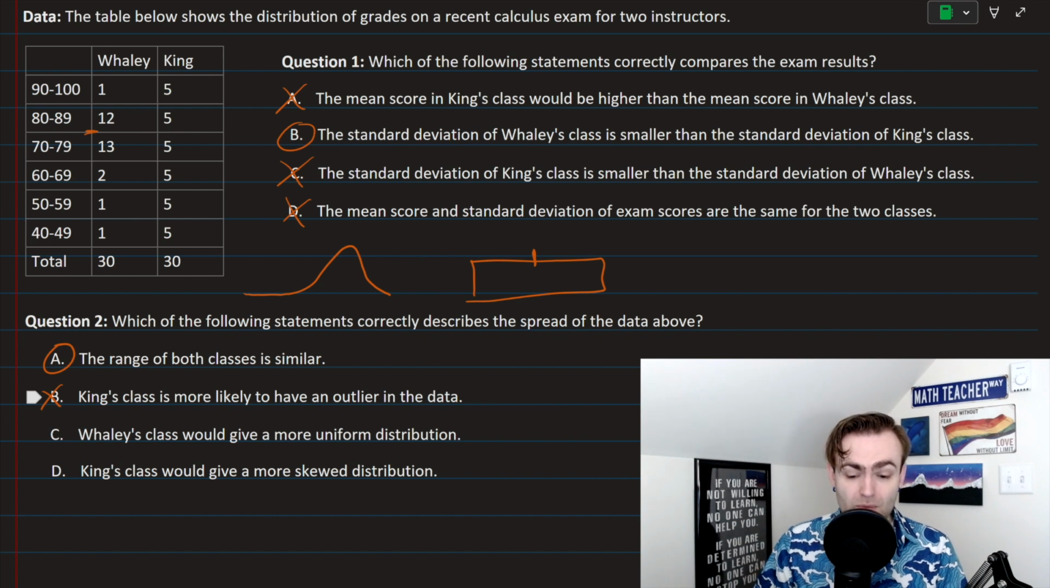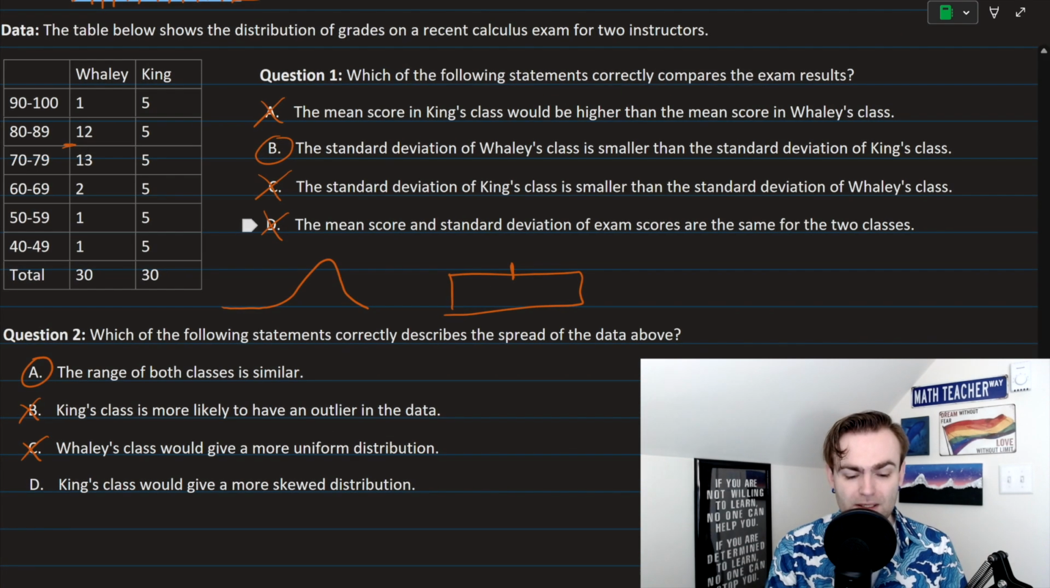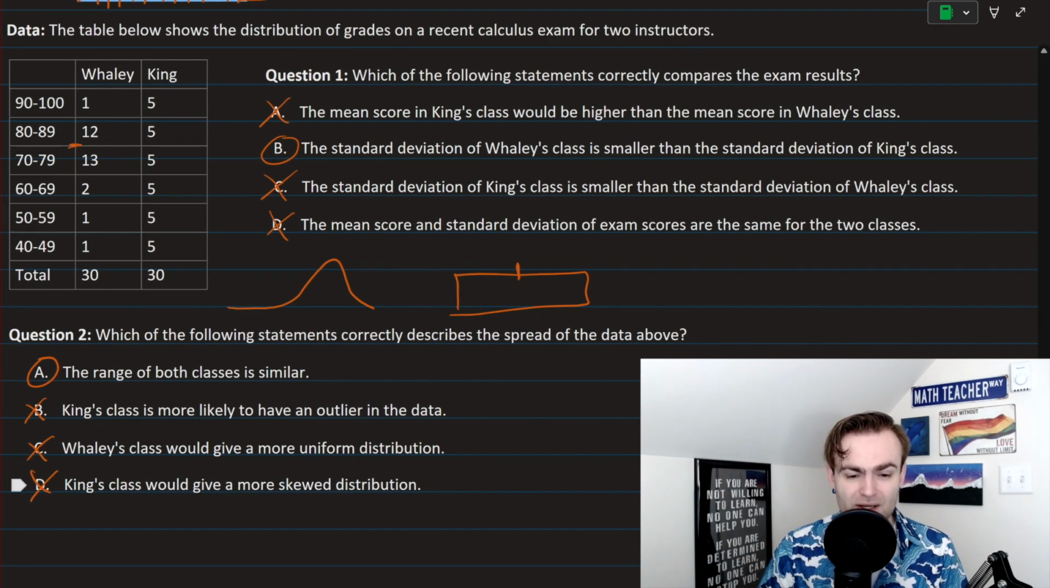Whaley's class would give a more uniform distribution. Well, we already talked about that it's skewed in one direction. We also have 1s and 12s and 13s, so that definitely does not scream uniform to me. And the last one is King's class would give a more skewed distribution. Well, it's not a skewed distribution. It's uniform. So by definition, it cannot be skewed. So that means that A was the right answer there.